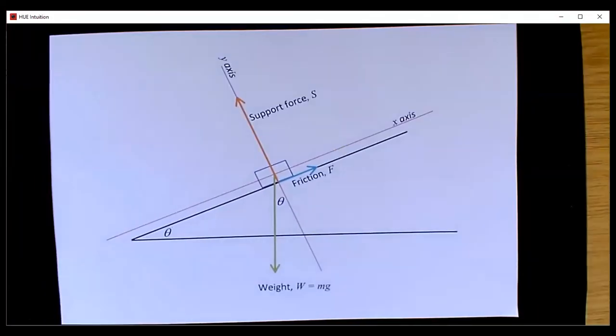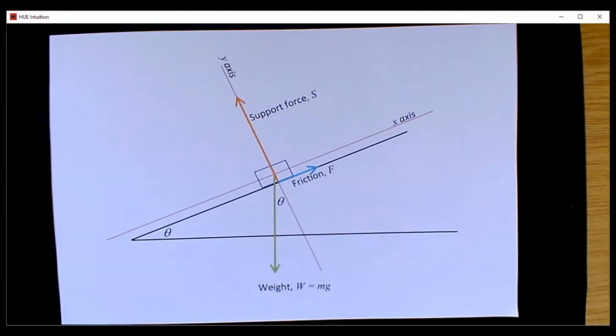Now that we've defined the x-axis and the y-axis, we can actually see on this diagram that the weight lies along neither of them. So there's going to be some component of weight acting along the slope and some component of weight acting into the slope. And so our next step requires us to work out what those components are.